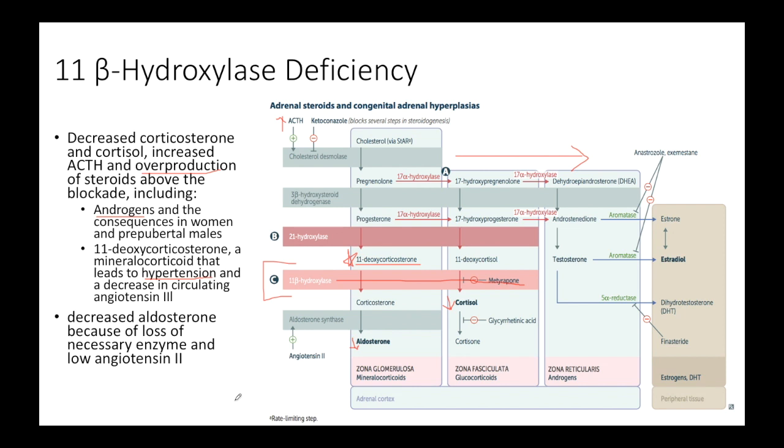And because aldosterone is decreased, angiotensin II is not needed to counteract its effect. So you will have low levels of angiotensin II rather than high that we saw before.